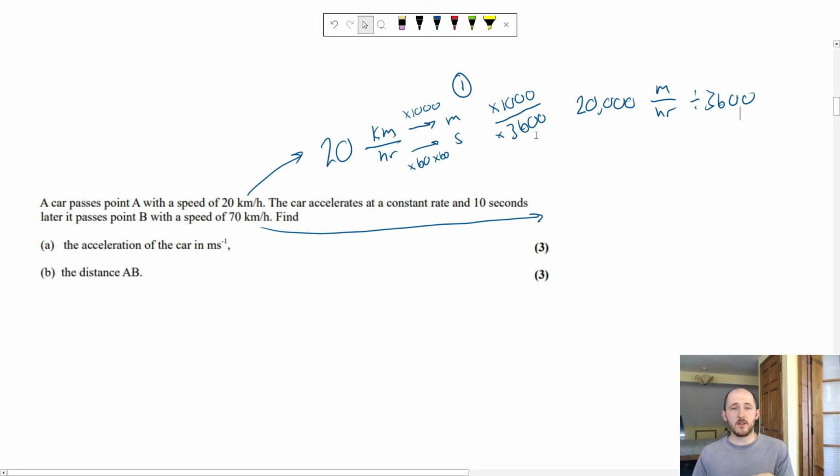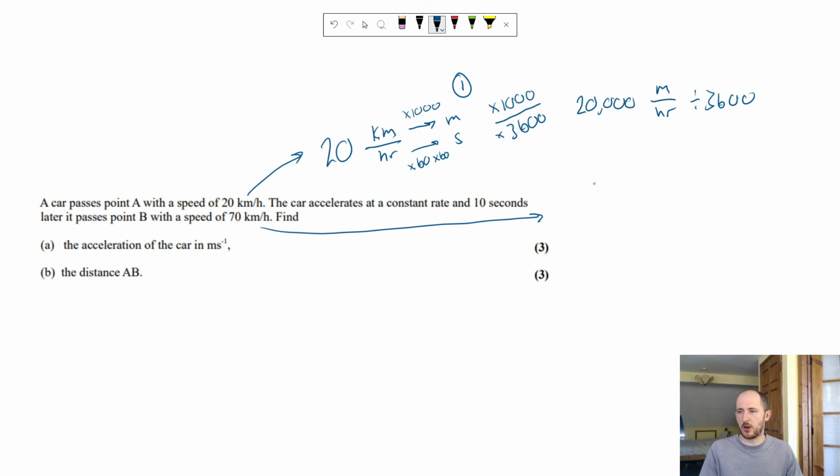Now, once I've shown you this conversion once, you can just try and memorize it. They will only really give you kilometers per hour into meters per second. They won't give you anything else. So you can memorize it if you'd like. They wouldn't give you meters per hour or meters per minute or something weird like that. So if you want, you can just memorize it. But hopefully this logic makes sense.